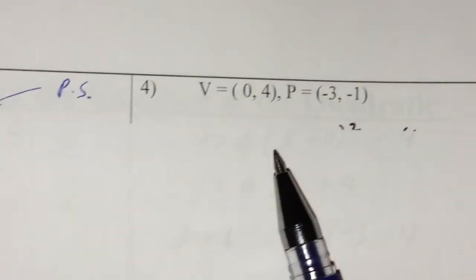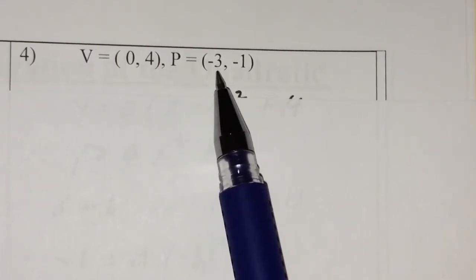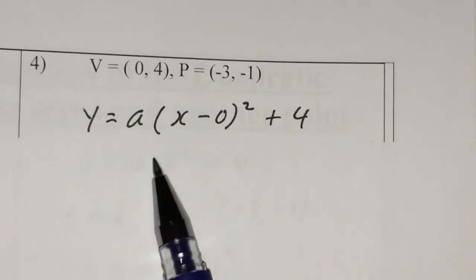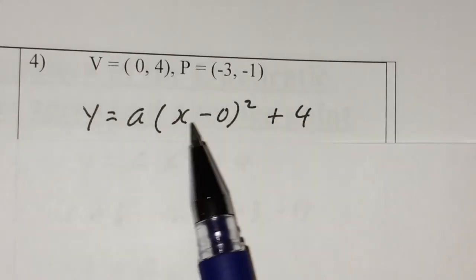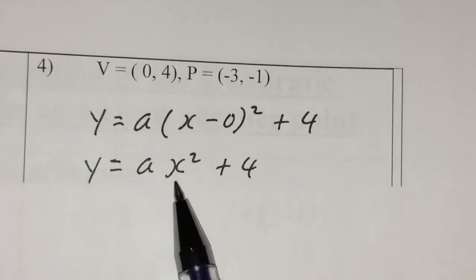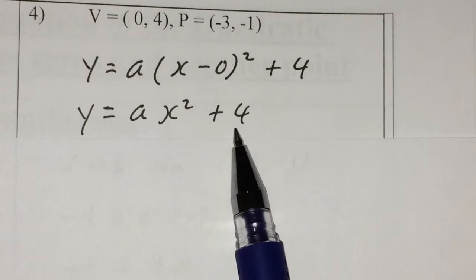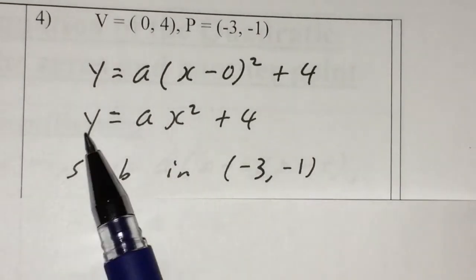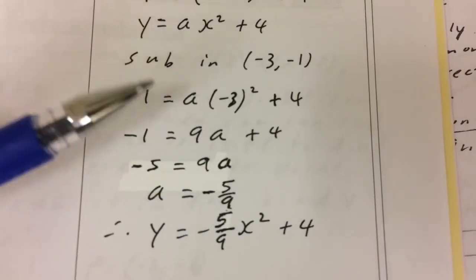Last example here. (0, 4) is the vertex. The point is (-3, -1). Sub in the vertex, so h is 0 and k is 4. The part in the brackets here is just x now. So we get this form, y equals a x squared plus 4. Now we can sub in the point (-3, -1), so -3 for x and -1 for y.